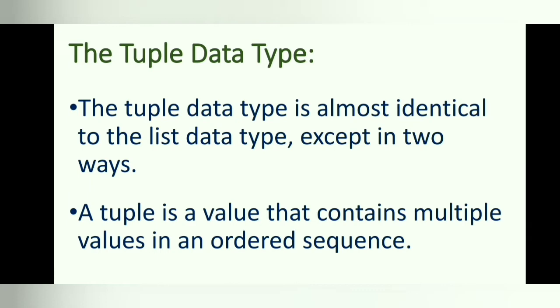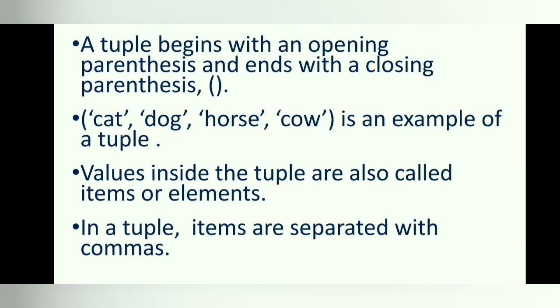What is a tuple? A tuple is a value that contains multiple values in an ordered sequence. An ordered sequence means a set of values where each value is identified by an integer index. A tuple begins with an opening parenthesis and ends with a closing parenthesis. Cat, dog, horse, cow is an example of a tuple.